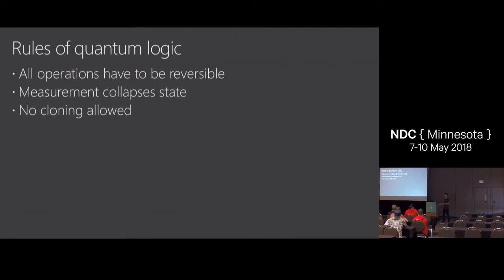So, some rules of quantum logic. All operations need to be reversible. So, if you take a standard AND gate, you have two inputs and a single output. From that output, you can't reverse that operation and find out what your inputs were. Quantum operations always need to be reversible. So you need to be able to get back to the state that you were before from the state that you're in. You need to be able to evolve in time forwards as well as evolve in time backwards. That's something different. Measurement collapses states, and you'll see what that means in a minute.